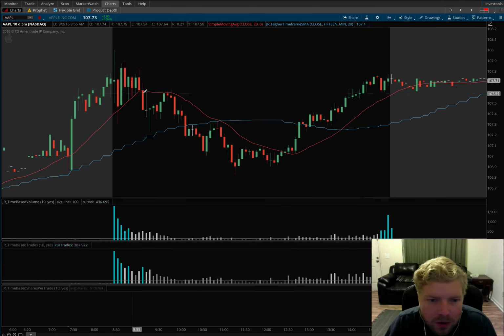This is a 5-minute chart, so this is the 5-minute 20 period simple moving average in the red. But I'm also able to look at the 15-minute 20 period simple moving average here in the blue. And so I can analyze where price is relative to that all from within the 5-minute chart.